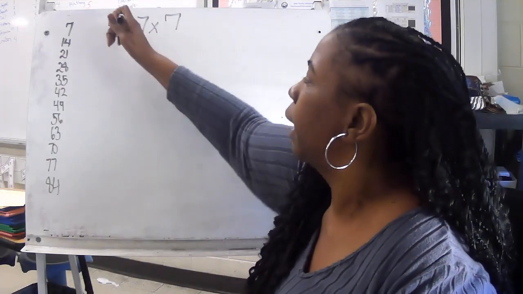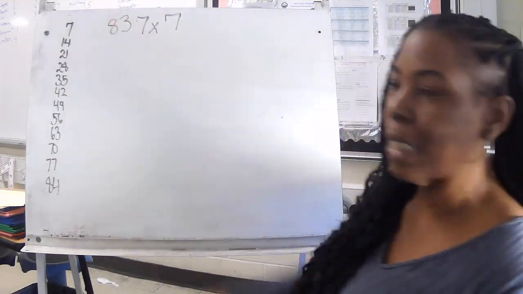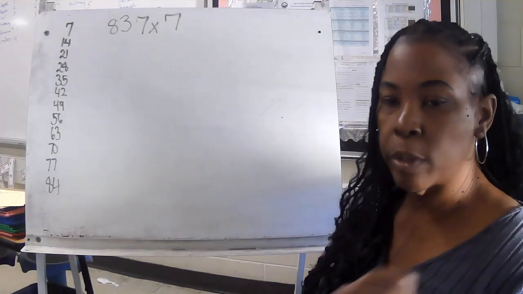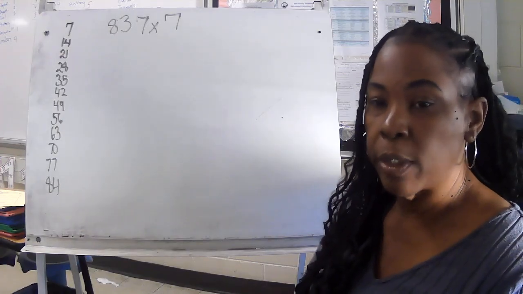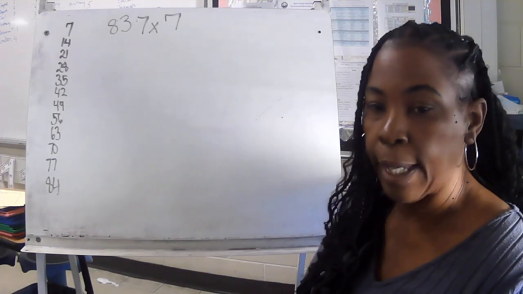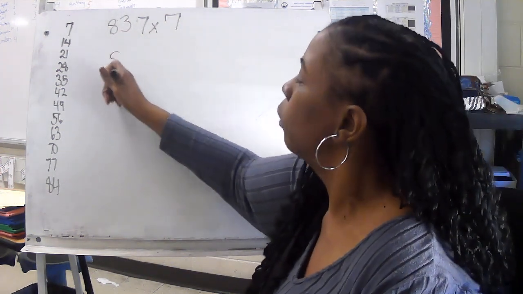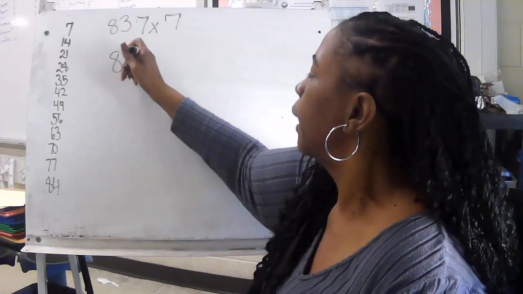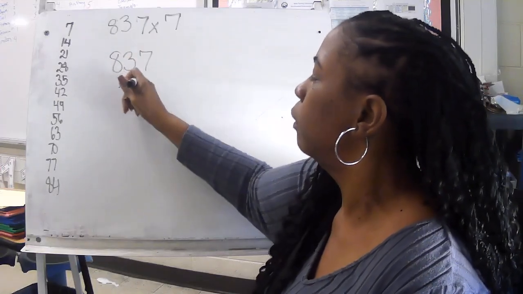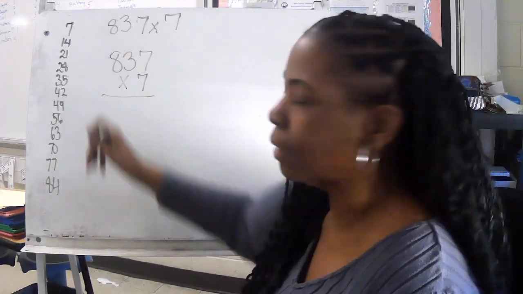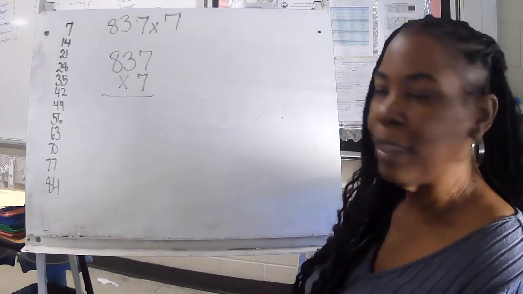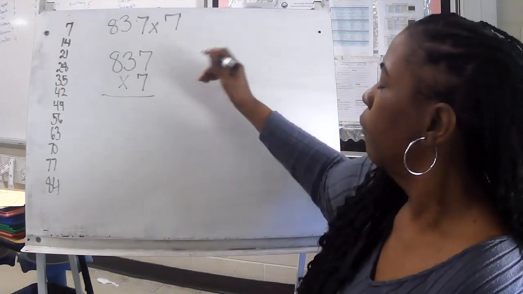We're going to start with 837 times 7, and I'm going to demonstrate 3 of the ways in which they are responsible for knowing how to multiply. Okay, so one of the ways is 837 times 7. This will look very familiar to parents because this is how we were taught straight out the gate. So here's standard.